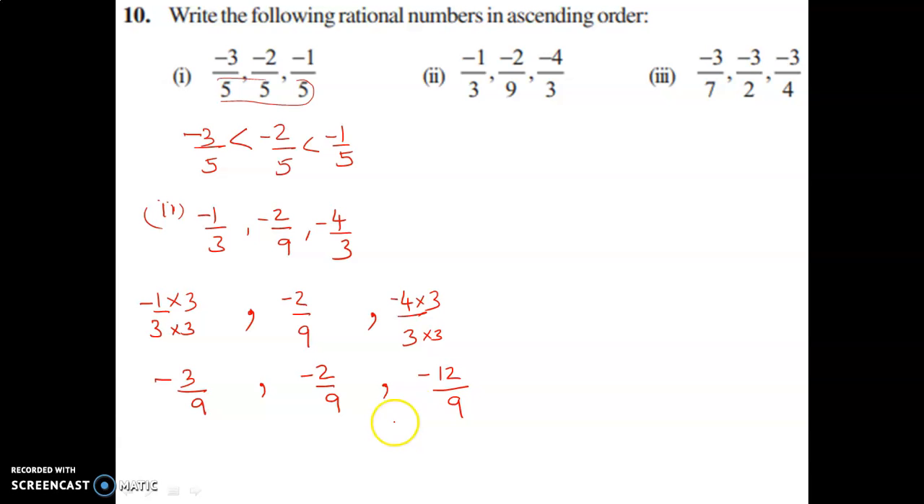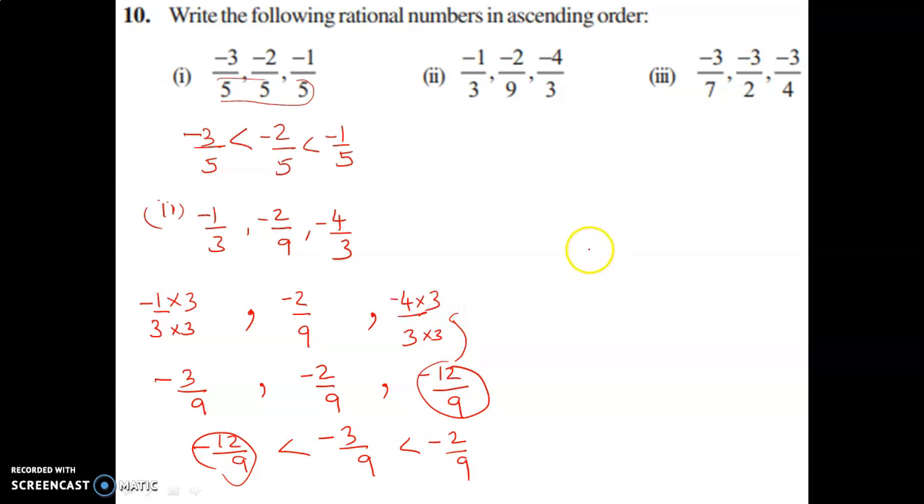Now which is smaller number here? Yes, this one. Minus 12 by 9. Then we will have minus 3 by 9. Then minus 2 by 9. Now I will write the symbols lesser than. Okay, minus 12 by 9 is equivalent to which fraction? Yes, it is minus 4 by 3.